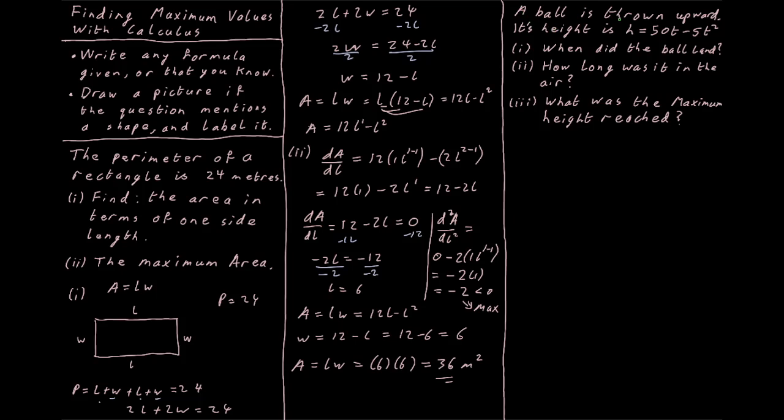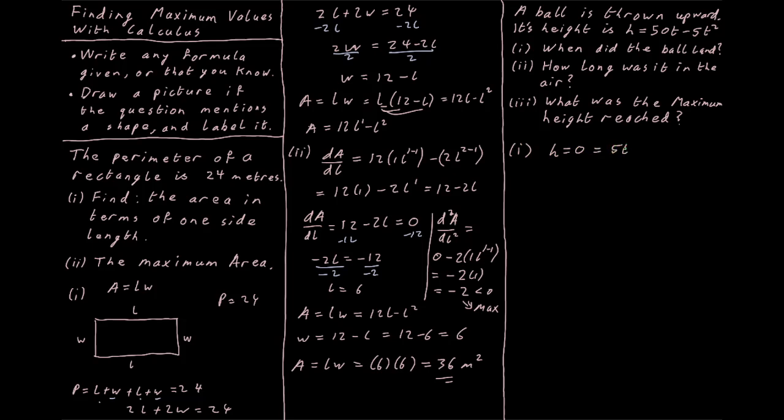So a ball is thrown upwards. Its height above the ground is 50t minus 5t squared. When did the ball land? Well, when it landed, its height above the ground would be 0. At ground level, the height above the ground is 0. So for our ball, we want to know when was the height 0.